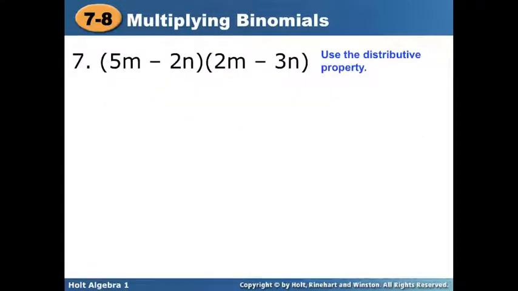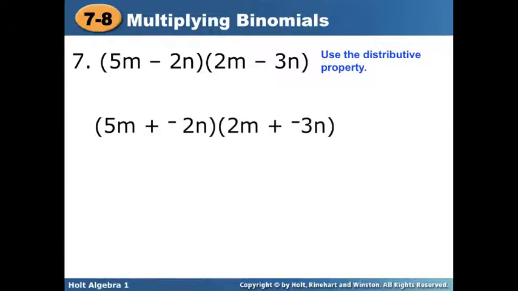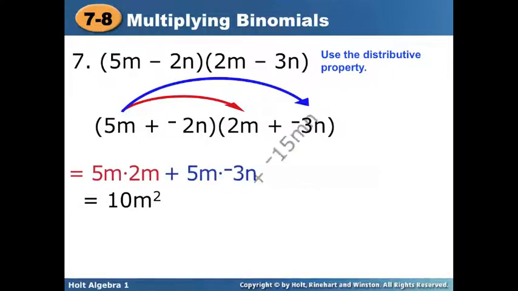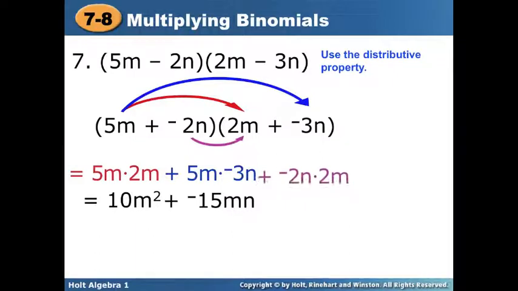Example number 7. We have 5m minus 2n times 2m minus 3n. Pause the video at this time to try this one on your own. Let's see how you did. Using the distributive property, we have 5m times 2m, which is 10m squared. 5m times negative 3n is a negative 15mn. Next, we have negative 2n times 2m is negative 4mn.